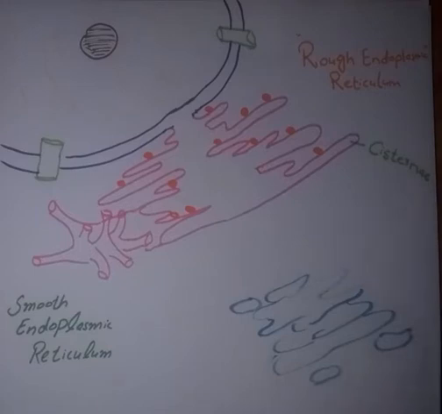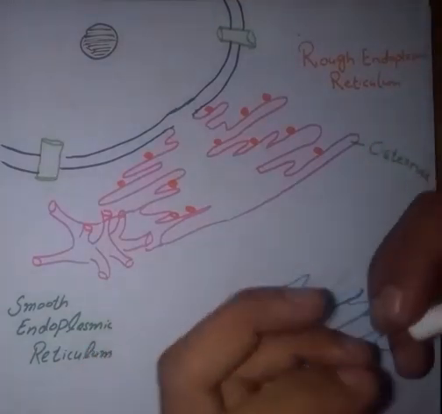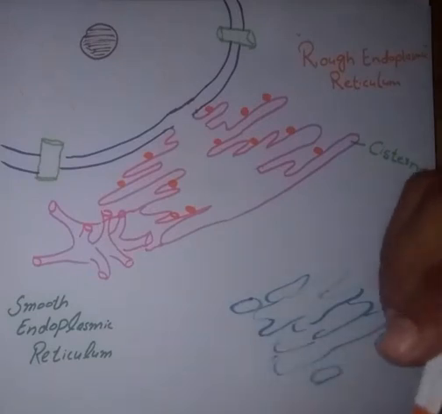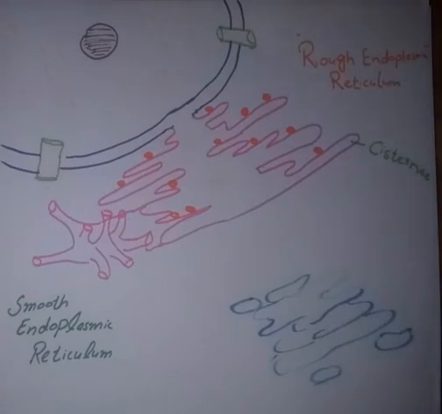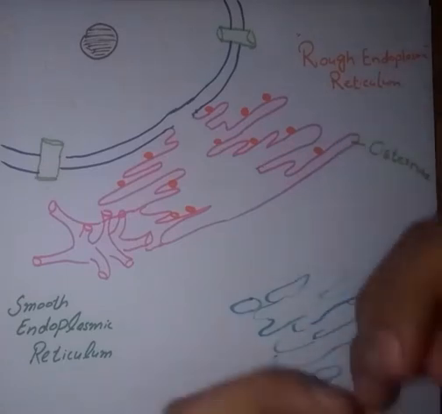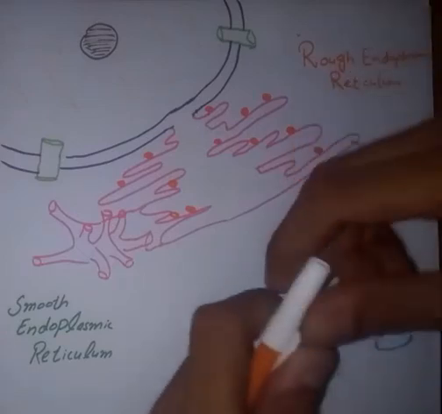At the end of this video, you will have a clear concept of rough endoplasmic reticulum and smooth endoplasmic reticulum, and their function and their working as well. You will also get to know how different organelles are linked with each other and are basically helping each other's function.